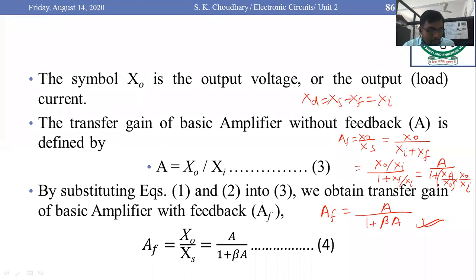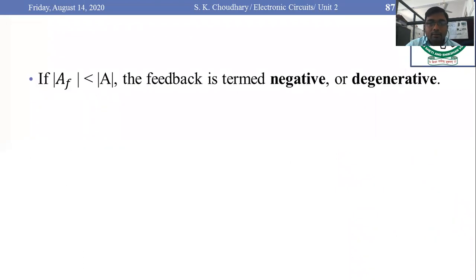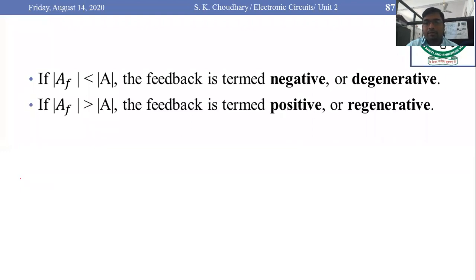Here one of the important terms is beta. Beta is the feedback factor. Its value always lies between 0 and 1. It is a real number and it is independent of load and source resistance. These are some features of beta. Now we analyze this result. If the amplitude of AF is less than A, the feedback is negative or degenerative. If the amplitude of AF is greater than A, it is positive or regenerative.